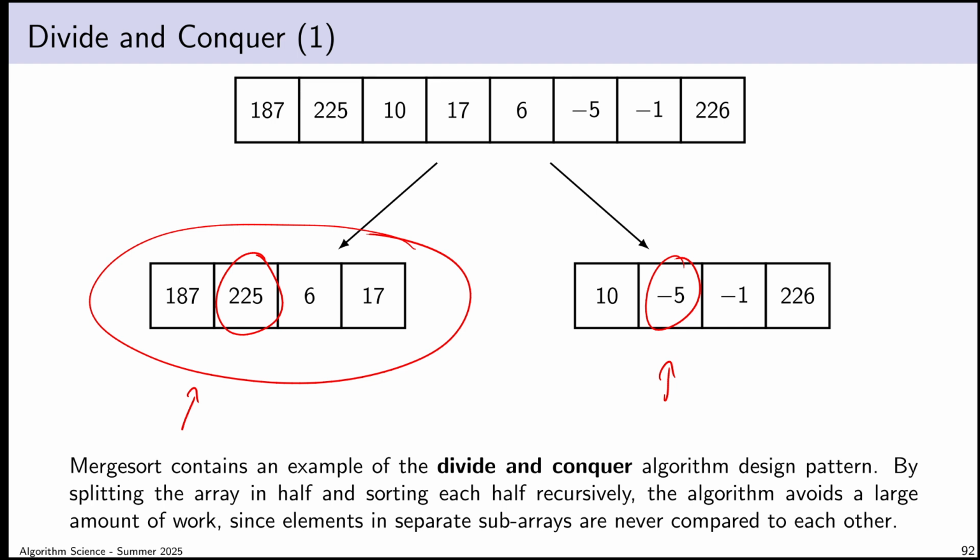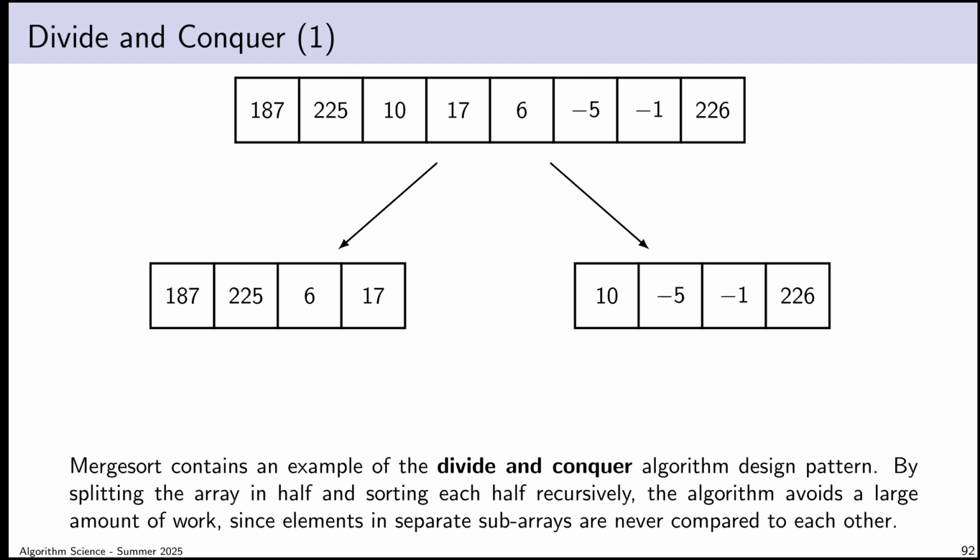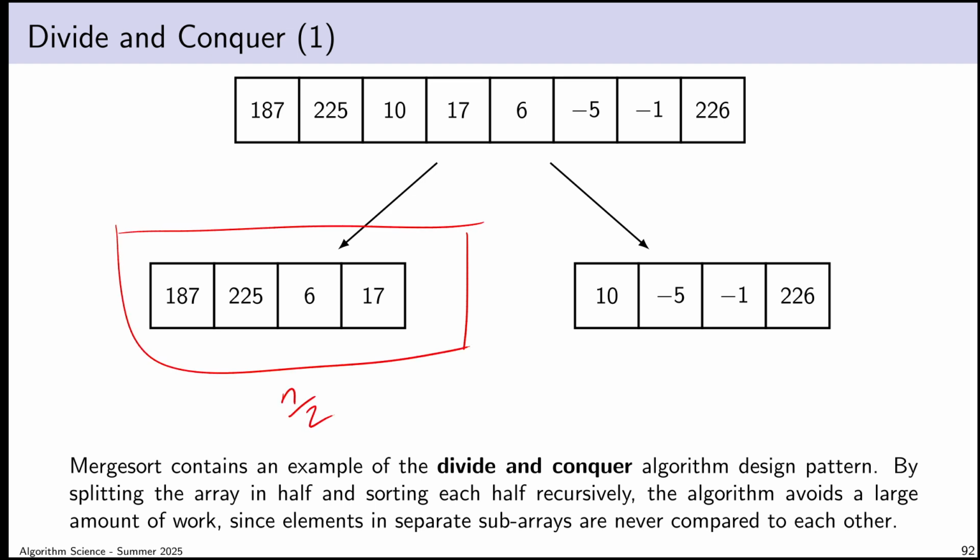If I did selection sort on this, I might actually end up comparing -5 with, I guess I would certainly compare it with 6. With insertion sort, I might compare -5 to 225. And those comparisons, if I can avoid them, might save me time. The idea behind the divide and conquer pattern is that by splitting the array into two independent pieces, two pieces that are not overlapping, I'm definitely reducing it down into two problems of size n/2.